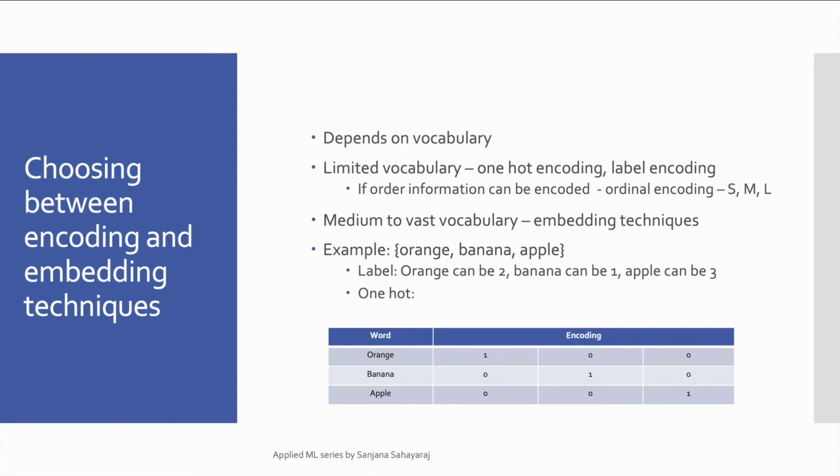Label encoding can be used when you don't really have a specific order to be followed between the various items or the various unique words in your vocabulary. And ordinal encoding is used when there is a specific order. For example, let's say you have a text column on t-shirt sizes. The t-shirt sizes actually have an ordering between them, like small is less than medium is less than large. So these are some of the encoding techniques that you can use when you have very limited vocabulary to work with. But when you go from medium to vast vocabulary, then we go for vectorization techniques and embedding techniques.